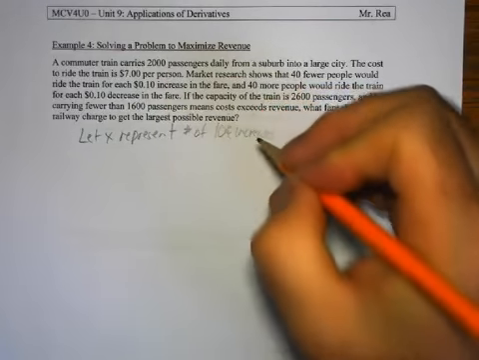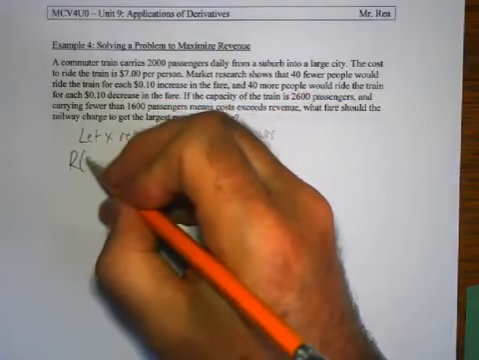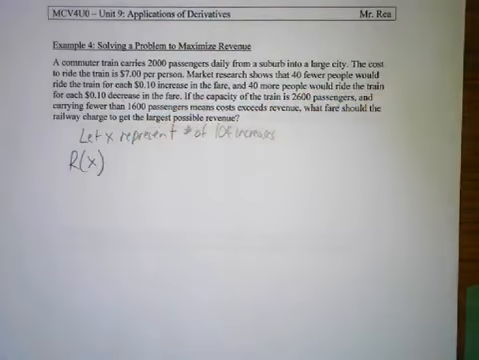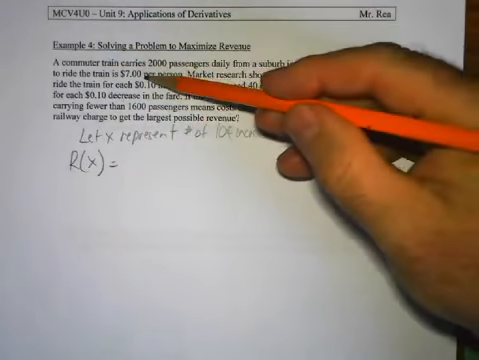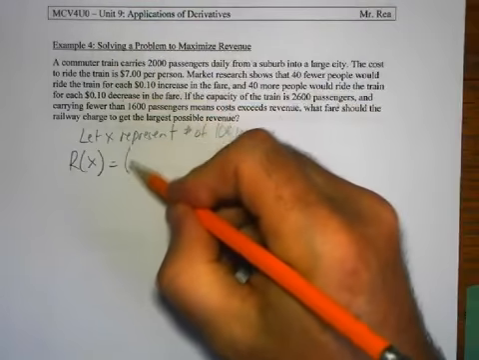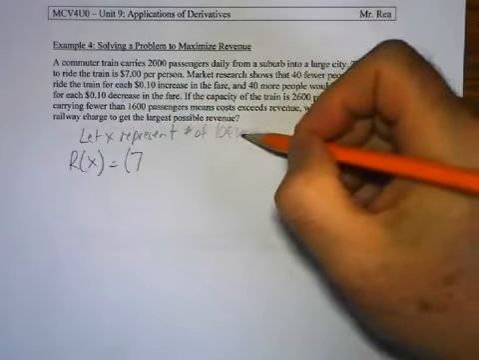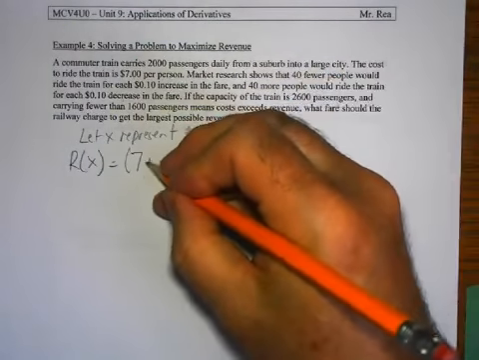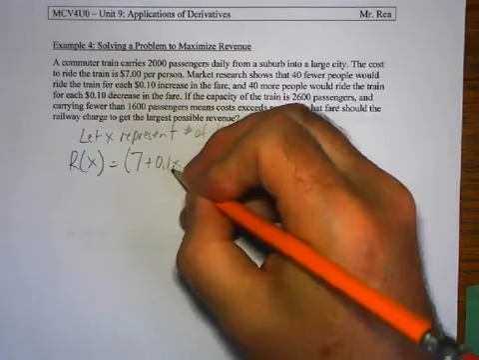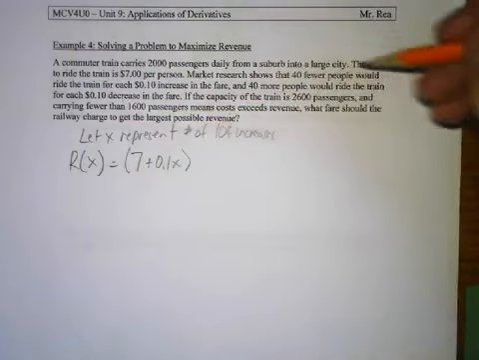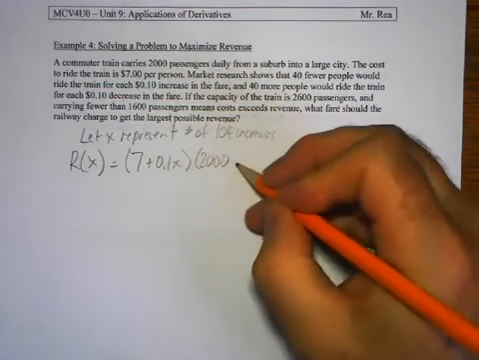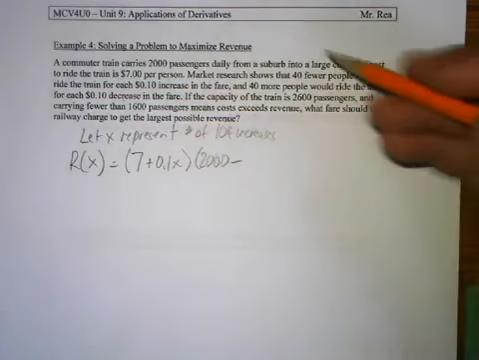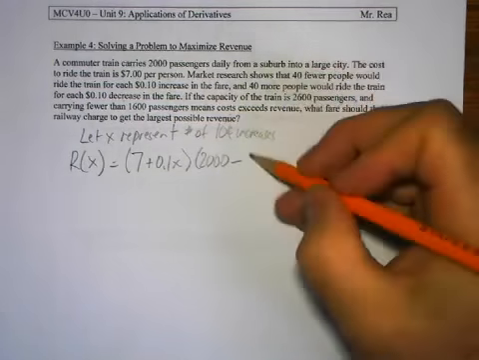Okay, so again, revenue based on X, the number of increases. So remember, the fare starts off at $7. In this case, we're increasing it by 10 cents, so that's plus 0.1x. And at $7, it was carrying 2,000 passengers, and we're going to lose 40 people for each increase. Okay, so that should seem familiar.